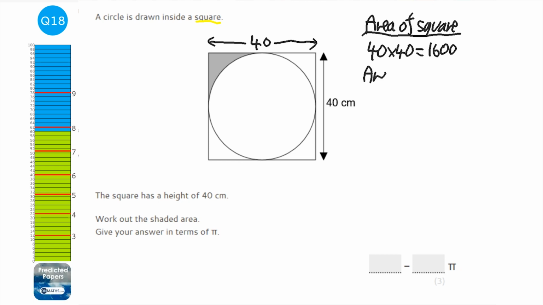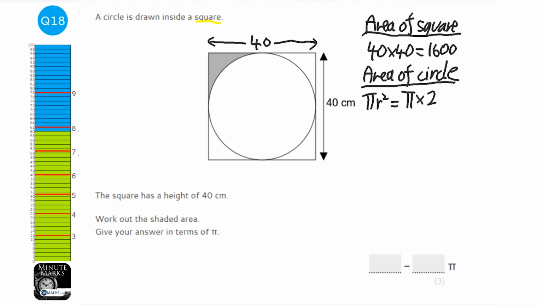Okay, so next we're going to do the area of the circle. And area of the circle is pi r squared. Now r is the radius and we're given the diameter, we're given the full way across the circle. So it's going to be pi times 20 squared because that's half of the diameter. 20 squared is 2 times 2, which is 4, and then add the two zeros, which gives 400 pi.